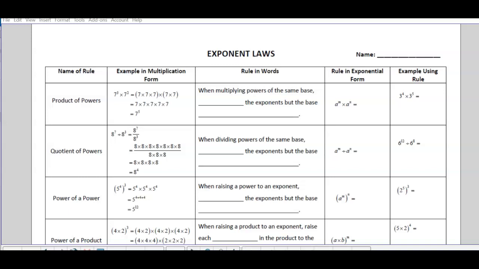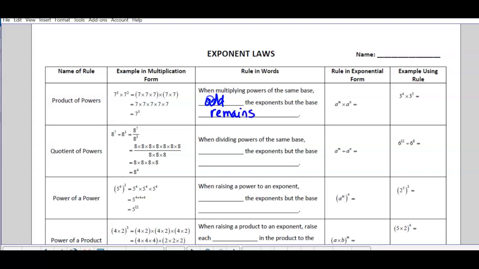Okay, we're going to look at the exponent laws. We're going to start with product of a power. So if you take a look here, we've got 3 sevens multiplied together, then 2 sevens, so in total there's 5. We can simplify that to 7 to the 5th, which means we add the 3 plus 2 together. So when multiplying powers of the same base, we add the exponents, but the base remains the same.